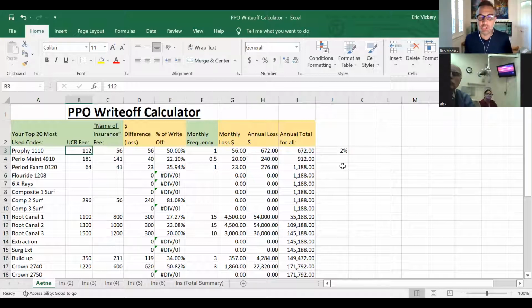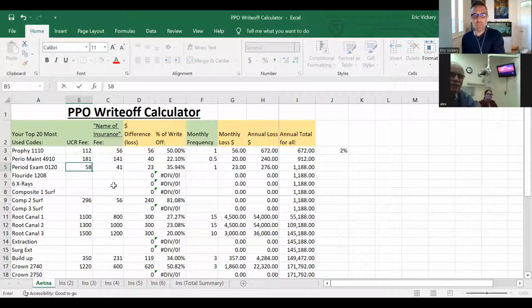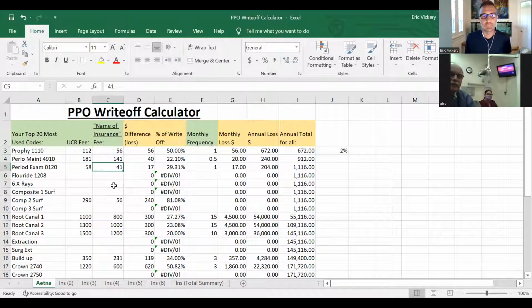Now, some insurances, again, 5 to 10%, are going to be kind of crappy. But here's the deal. Let's do two more examples. What's your exam fee? I don't remember. Let's be conservative. Let's say it's $58. Okay? I never charge. Okay, start charging for that. That's an absolute, you must charge for that. 100% of the time when you are seeing hygiene patients, you have to charge for that.